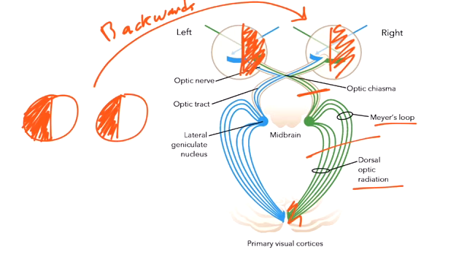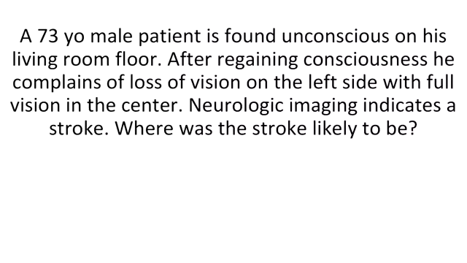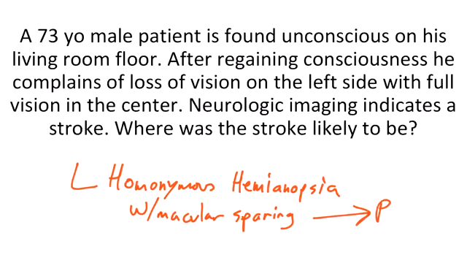He also stated that he can see the center just fine. In other words, there's sparing of the macula. So in other words, this is macular sparing. So this implicates a PCA infarction, which means we're thinking the right occipital lobe is what was damaged. So going back to our question, in a patient with left homonymous hemianopsia with sparing of the macula, the patient is likely to have had a PCA infarct, which is where we think the stroke is.